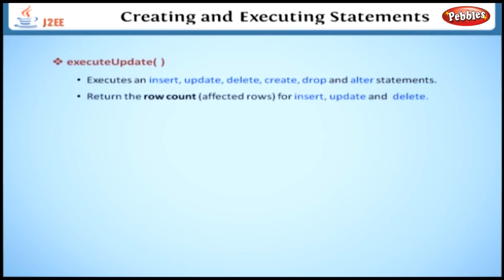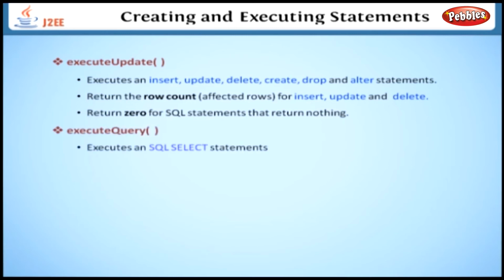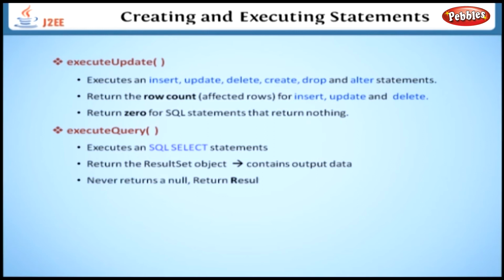The method returns the row count, i.e. the number of rows affected, for insert, update and delete statements, or it returns 0 for SQL statements that return nothing. The executeQuery method executes a SQL select statement that returns data. This method will return a ResultSet object, which contains the data produced by the given query. The method never returns null. If the SQL query results in 0 rows, the statement object will return a ResultSet object containing no rows, not a null. First, we will insert a record.